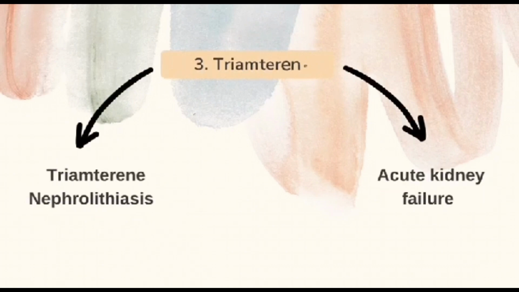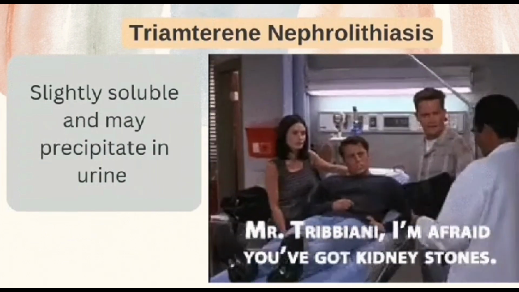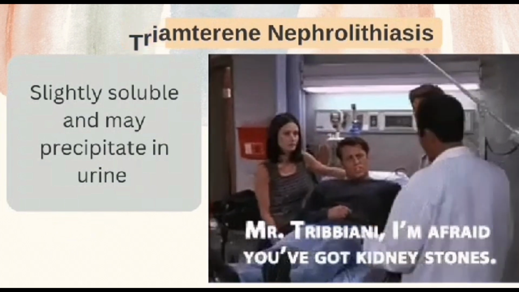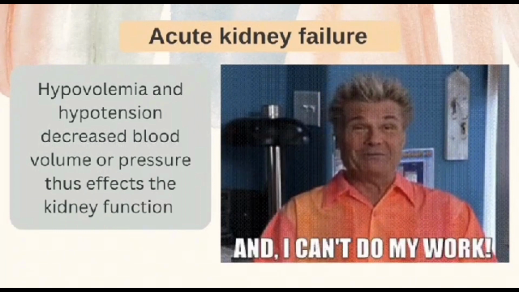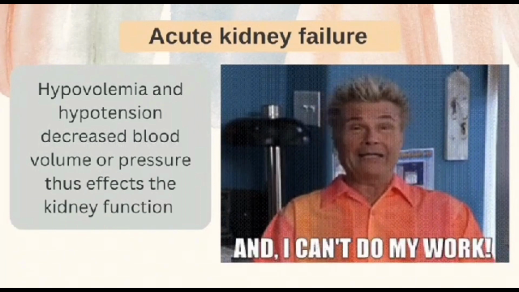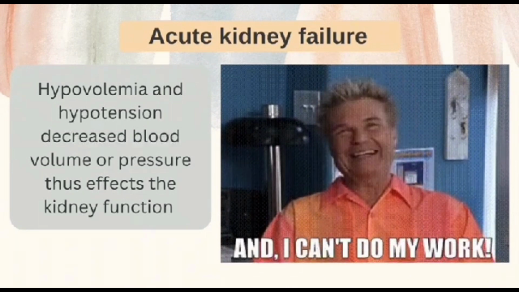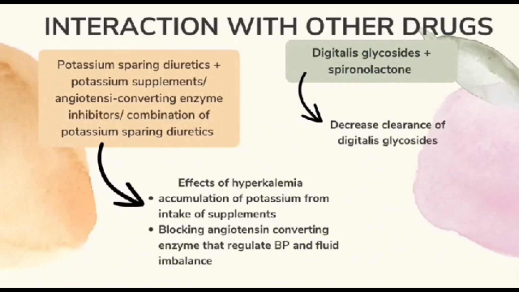Next, we have triamterene. Triamterene side effects are nephrolithiasis, acute renal failure, and the same as amiloride. So triamterene nephrolithiasis is a kidney stone. Triamterene is only slightly soluble and may precipitate in urine, so it's going to cause kidney stones. For acute renal failure, triamterene is often used in combination with thiazide diuretics, and it can increase the risk of acute renal failure, hypovolemia, and hypotension, which is going to decrease blood volume or pressure, thus compromising kidney function. Last but not least, the interaction with other drugs.